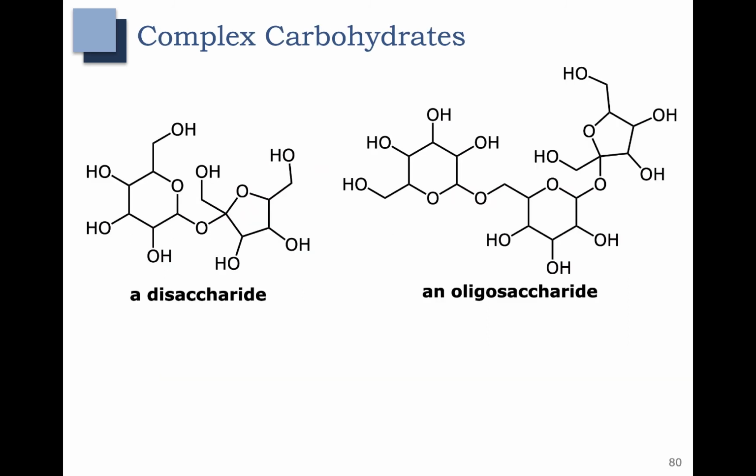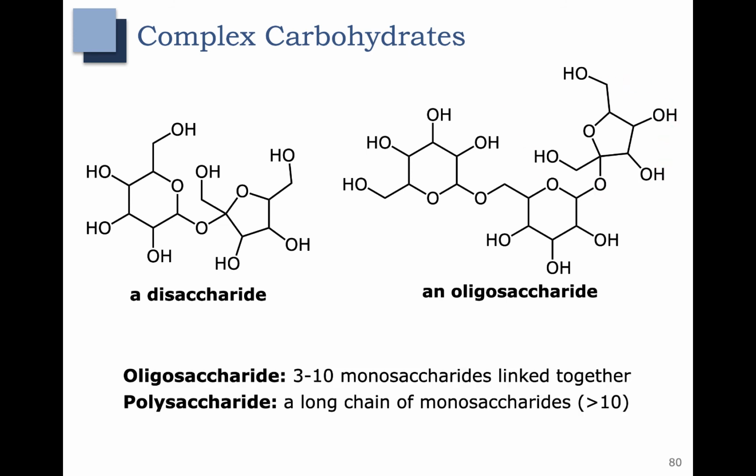Complex carbohydrates involve more than one sugar. For example, a disaccharide is shown here. We have one sugar over here and one sugar over here. So the two sugars come together to form a disaccharide. An oligosaccharide is shown here because it has 1, 2, 3 sugars. Oligosaccharides occur whenever you have 3 to 10 monosaccharides. If you have more than 10, then we'll call that a polysaccharide.